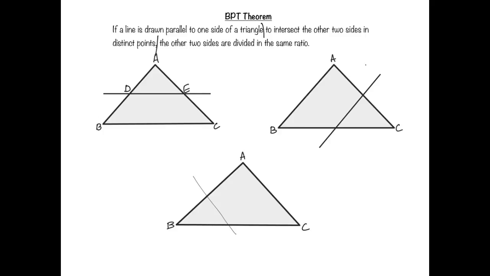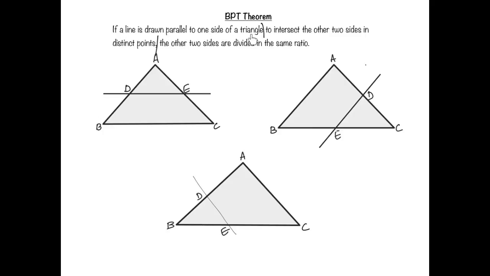Okay, is it clear? This line which we have drawn parallel to one side of a triangle is intersecting the other two sides, that is AB and AC, in distinct points, that is the distinct points we have named as D and E. Okay, similarly here we can name as it is intersecting AC at D and it is intersecting BC at E, and here it is intersecting AB at D and BC at E. Okay. So, this is what it is given to us.